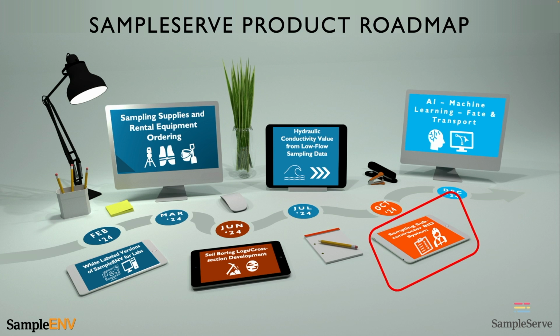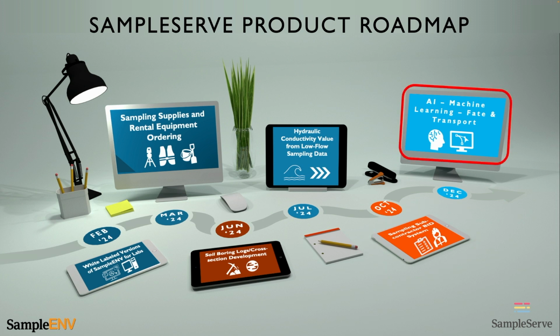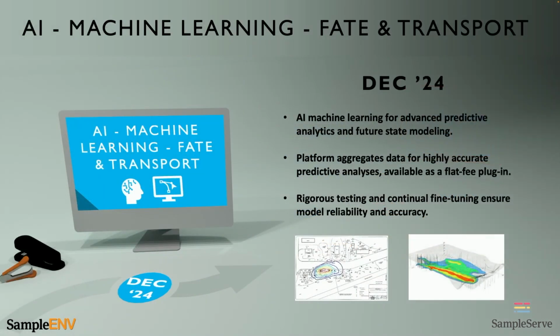We are also working on the addition of artificial intelligence, sometimes called machine learning, to implement a variation of fate and transport modeling on the different types of media. This functionality will be available as a plugin and will require a separate fee on top of the reporting fee. It will allow users unlimited predictive analysis and will update predictions continuously every time you collect new data.